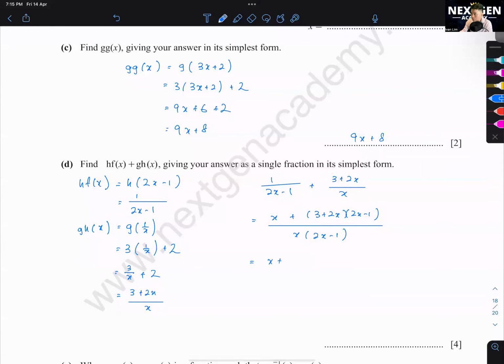Here you get x plus 6x minus 3 plus 4x squared minus 2x over x, 2x minus 1. And the final one, you'll get 4x squared plus 5x minus 3 over x, 2x minus 1.